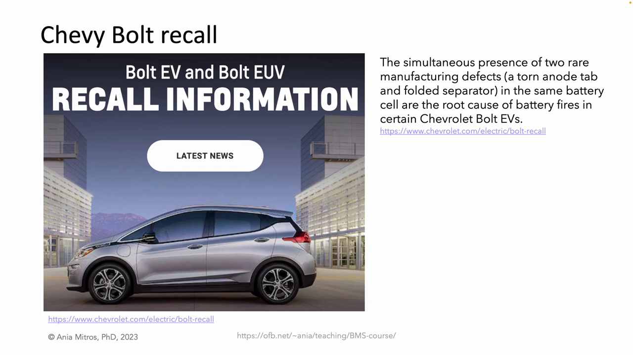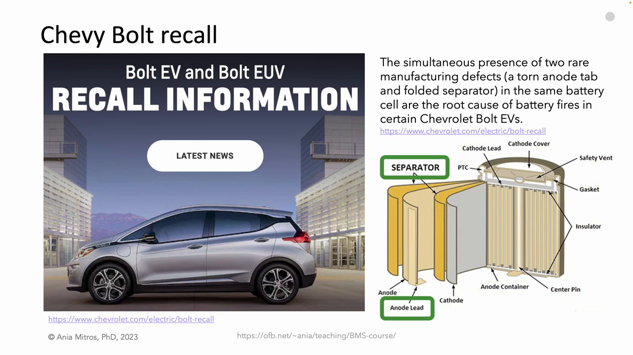of 2 rare manufacturing defects, a torn anode tab and folded separators, in the same battery cell. The Chevy Bolt manufacturing defect meant that sometimes, in some cells, the cathode and the anode were not properly separated. Sometimes, in some cells, they would short, and that led to thermal runaway.